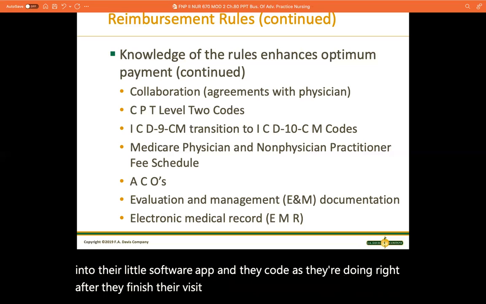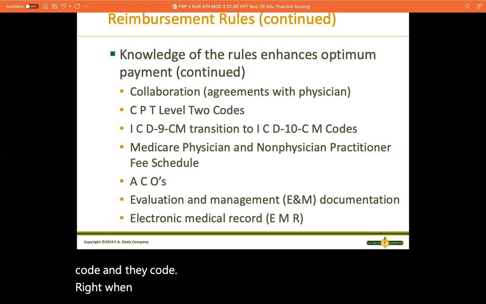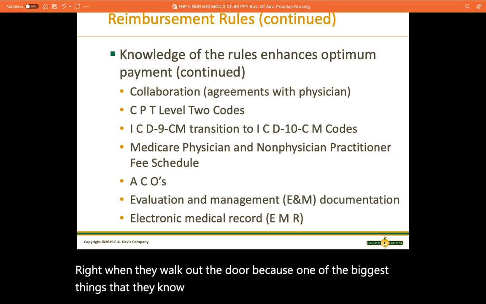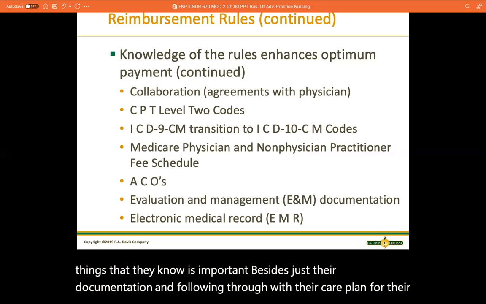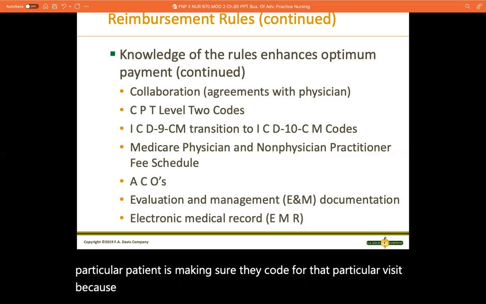So they immediately mentally take note of certain factors in their visit, and they immediately know how to code, and they code right when they walk out the door. Because one of the biggest things that they know is important, besides just their documentation and following through with their care plan for their particular patient, is making sure they code for that particular visit. Because again, no codes, no payments. And that's not going to work for anybody in your business.